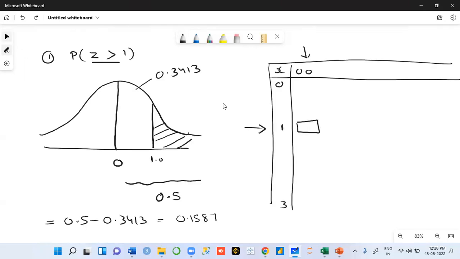Question number 2. Start solving. P of z. So you have not written, sorry. Write this. Write the first one, guys.